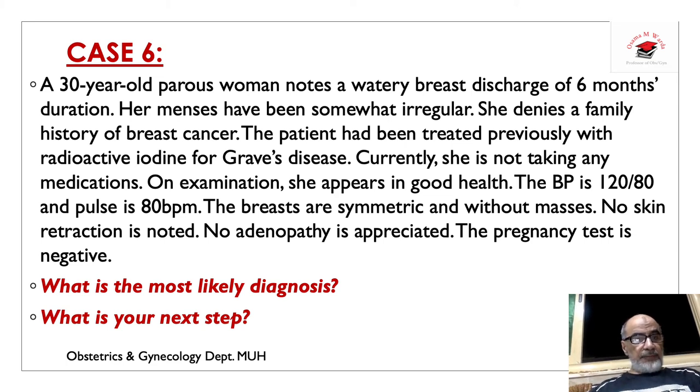Case 6. A 3-year-old para 1 woman notes a watery breast discharge of 6 months duration. Her menses have been somewhat regular. She denies a family history of breast cancer. The patient had been treated previously with radioactive iodine for Graves' disease. Currently, she is not taking any medication.